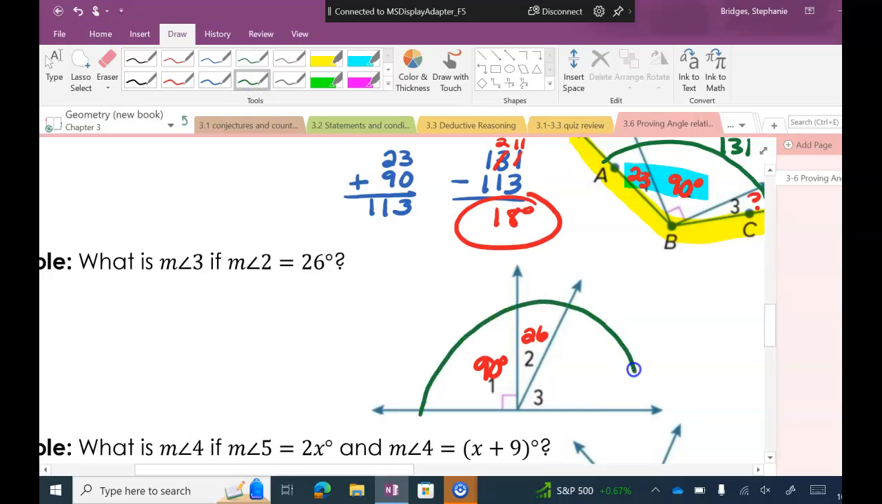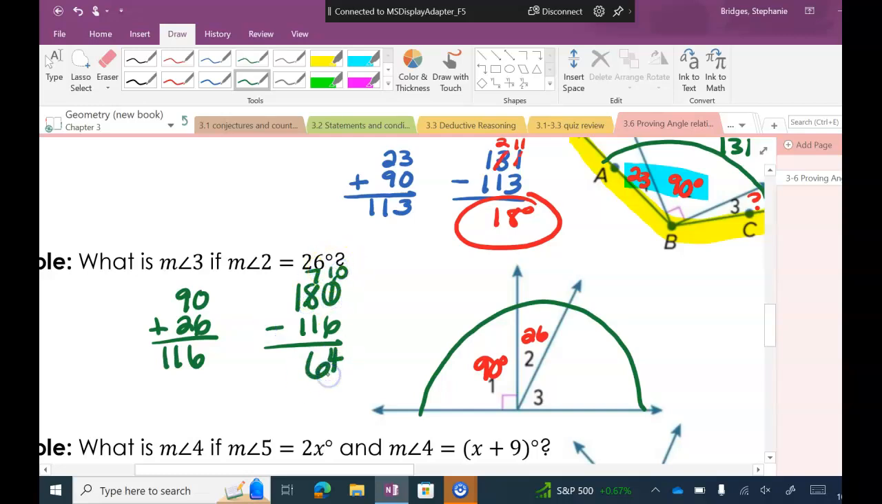What do all three of those give me together? 180. So I'm going to add 90 and 26 together, which is 116. And then I'm going to take that and subtract it from 180. So just be careful with your subtracting here. That gives me 64 degrees. Yep. See? Not terrible, right?